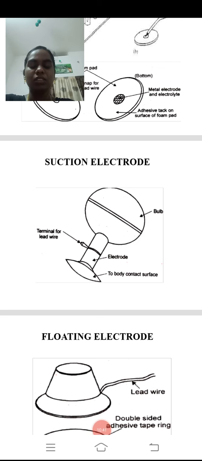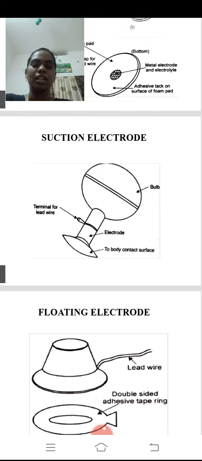Through the body, our nerve activity or whichever quantity we are going to measure will be sensed, and it goes through this tubular arrangement. For further communication purposes, it will be connected through some external devices, from which we can find out the nerve activity, heart activity or brain activity. So this is the suction electrode arrangement.